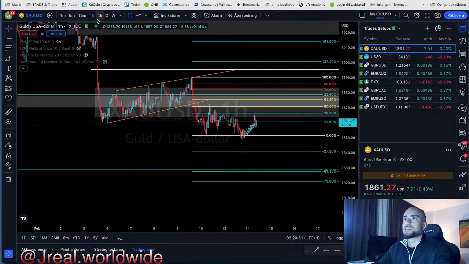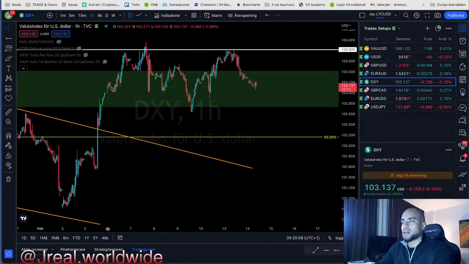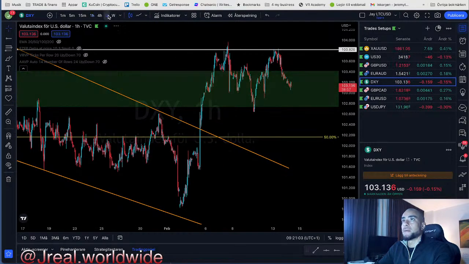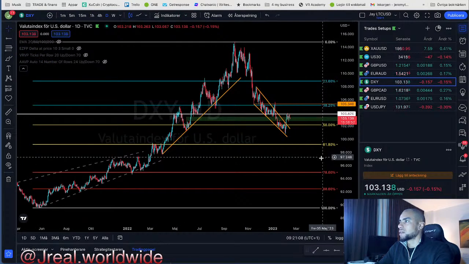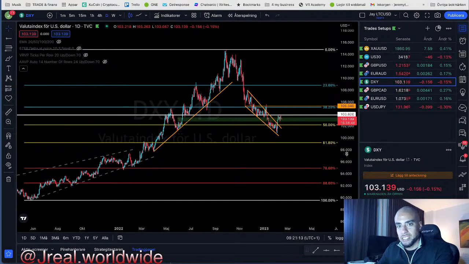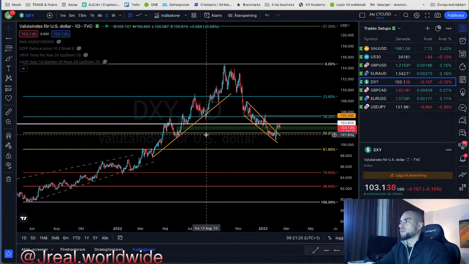So the first thing we start to look at is Dixie. Dixie is the dollar index, basically showing the dollar strength against a certain basket of currencies, which includes the Japanese yen, the Swiss franc, Swedish krona, British sterling, and so on. I think it's 5 different currencies in that basket.